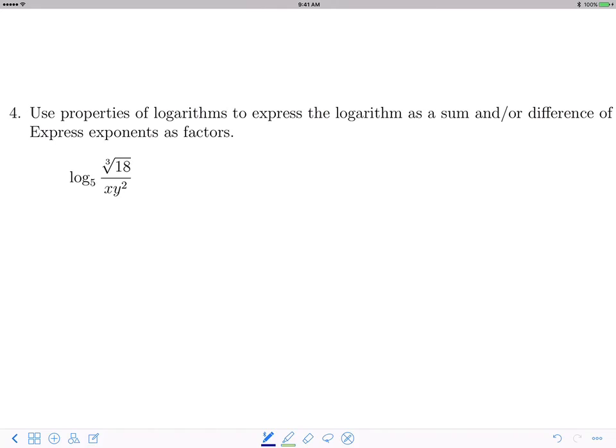In this next problem, we're going to use the properties of logarithms to express the logarithm as a sum or difference of logarithms and express exponents as factors. So here, we're going to look at the numerator and denominator and use the quotient rule to write this as a difference. Log base 5 of cube root of 18 minus log base 5 of xy squared.